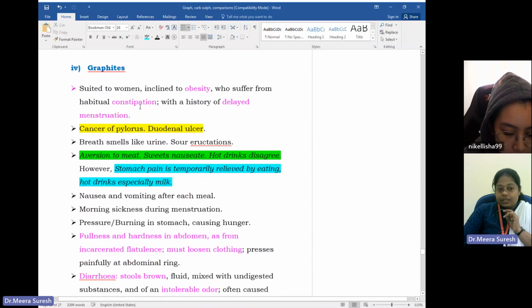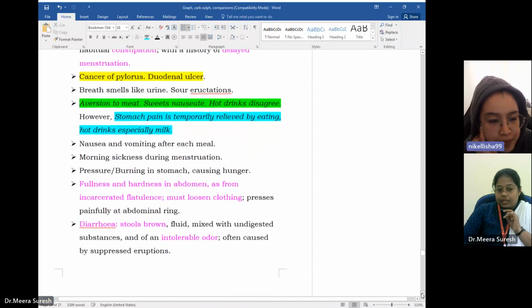So we have obese women, constipated with delayed menstruation, the cancerous condition, cancer of the pylorus or duodenal ulcer. Breath is very offensive, smelling like urine. There is aversion to meat, sweets nauseate, hot drinks disagree. However, when they have this duodenal ulcer, the stomach pain is relieved mainly by hot drinks, especially milk. So they have a general symptom that hot drinks disagree. They are chilly patients. Still, hot drinks disagree. However, hot drinks, especially hot milk, are very much relieving their stomach pain. So these symptoms you have to remember.